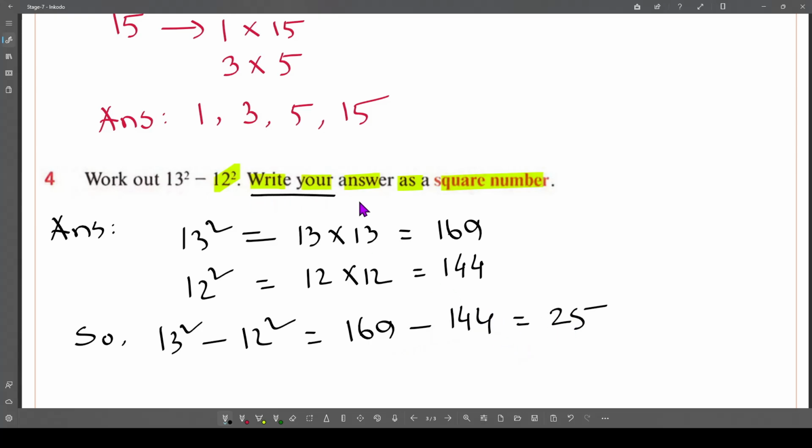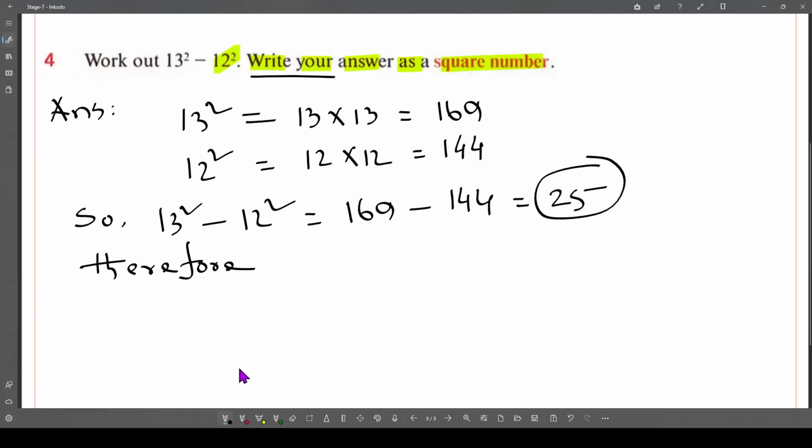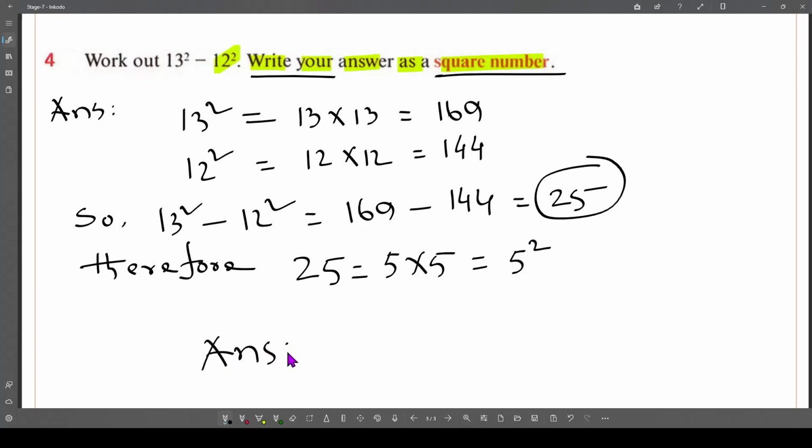So this is our answer, but write your answer as a square number. Therefore 25 equals 5 times 5. It means 5 squared, and this is our square number. Answer: 5 squared.